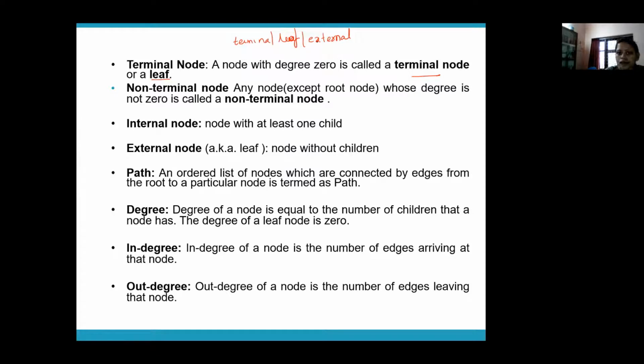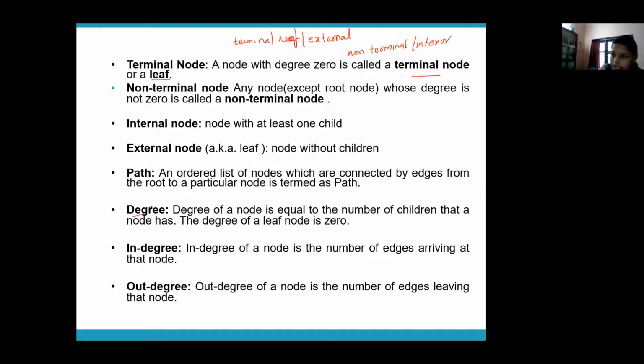Okay. Next, non-terminal node and interior node mean the same thing. That means they'll have at least one child. Okay. Path, we have already seen what is meant by path, right? It's an ordered list of nodes from your source to a destination. That's path. Now, one more term, degree.